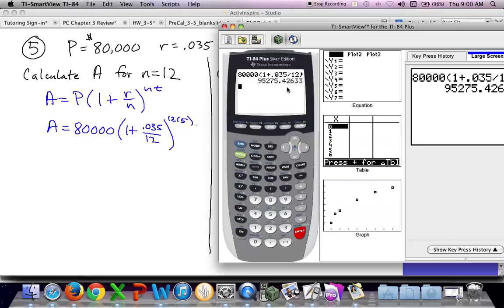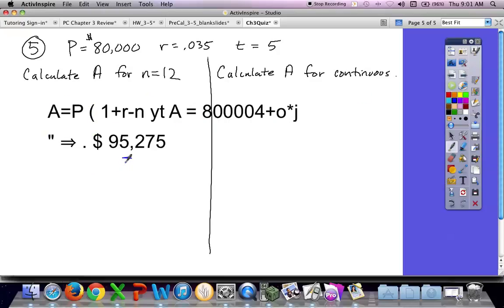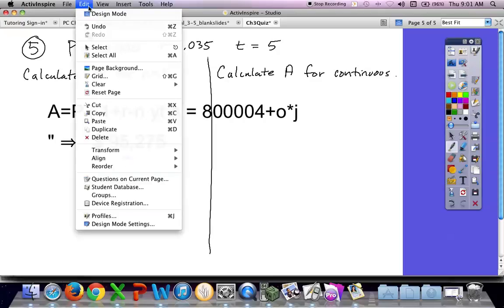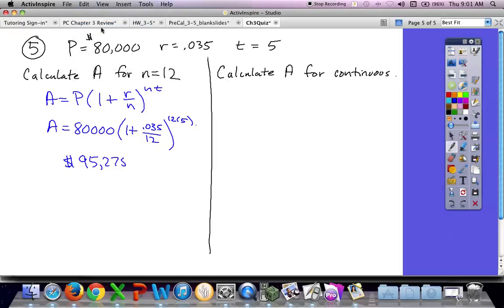Now, okay, let me write that down. 95,275.43. Come on. I think I got a dead spot on the board that causes all the trouble. Holy mackerel. Okay. 0.43.